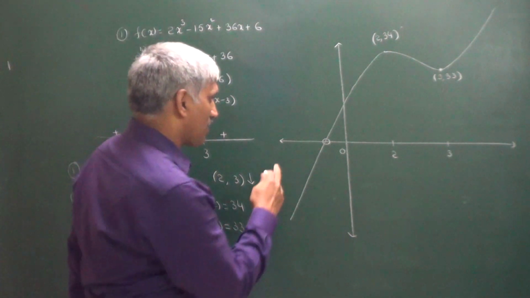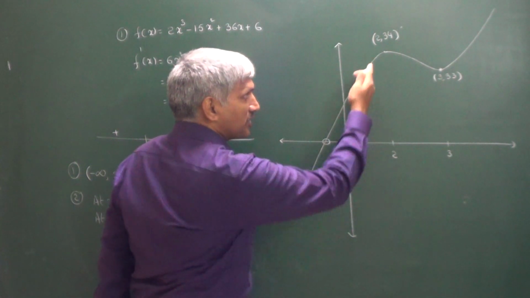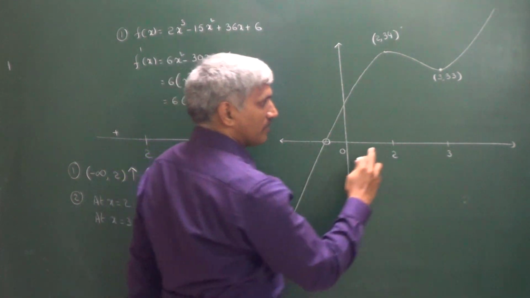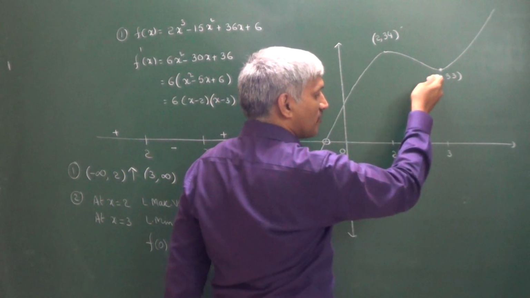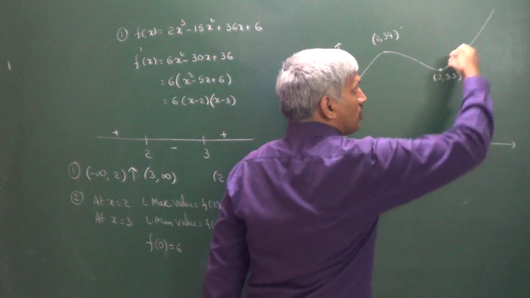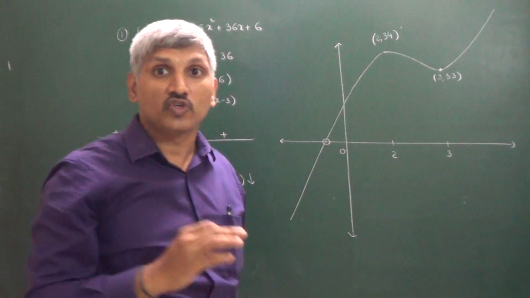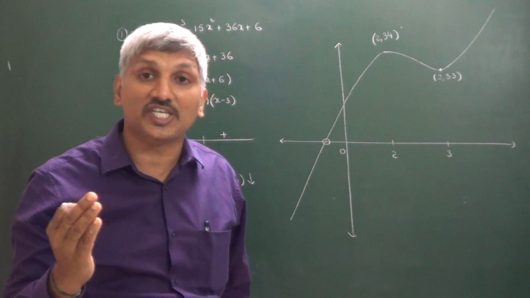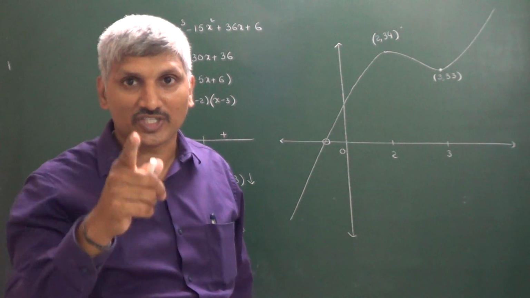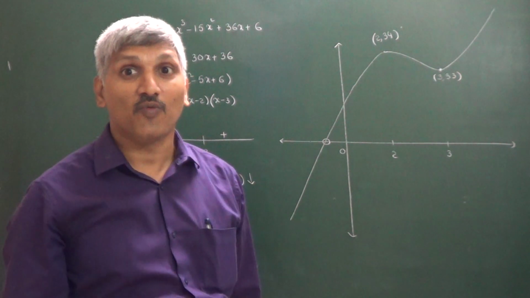The reason is, from minus infinity to 2 it is an increasing function. Again from 2 to 3 it is a decreasing function. Again from 3 onwards it is an increasing function. So it is neither strictly increasing nor strictly decreasing function. So it is not a 1-1 function.